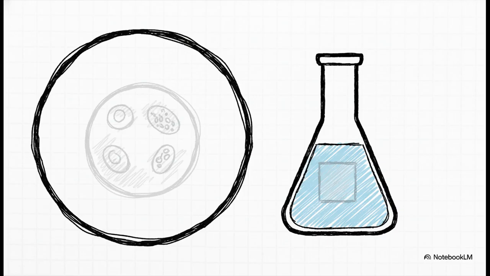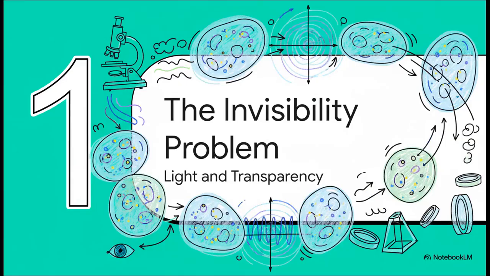You can zoom in on a living cell as much as you want, but if all its most important bits and pieces are see-through, you're not going to see much of anything. They just don't absorb light, so you get zero contrast. It's kind of like trying to spot a perfectly clear piece of glass in a glass of water. Good luck with that. So let's start there. Let's call it the invisibility problem.